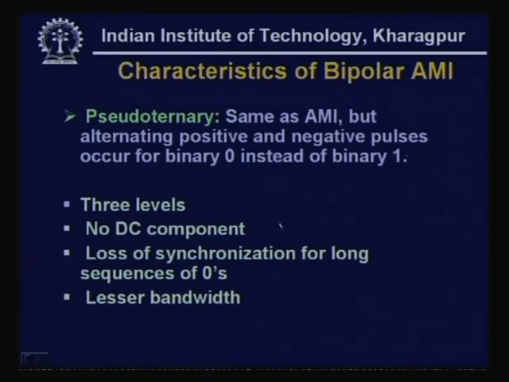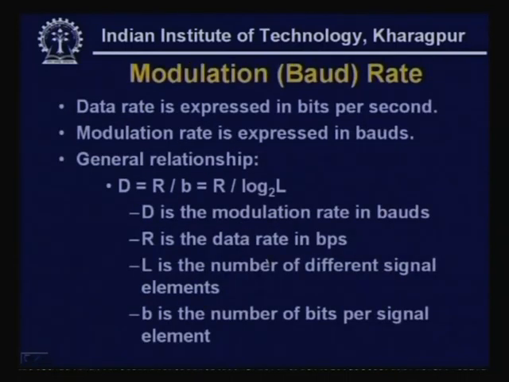So, you can use either of the two, having the same characteristics, and obviously this is a very good feature: no DC component. Unfortunately, loss of synchronization for long sequences of zeros has made it not so useful. However, it has a very attractive feature, lesser bandwidth, as we shall see in the subsequent diagrams.